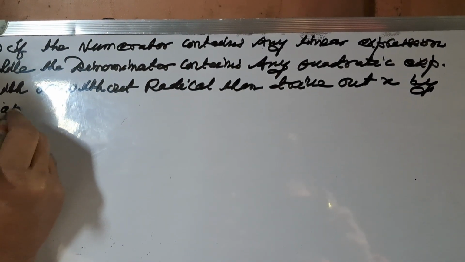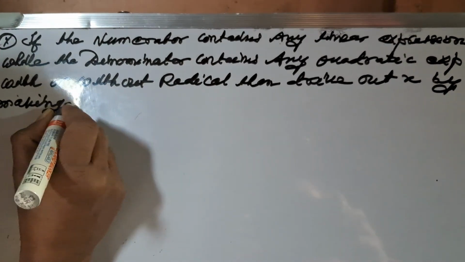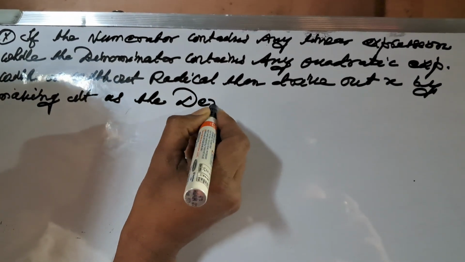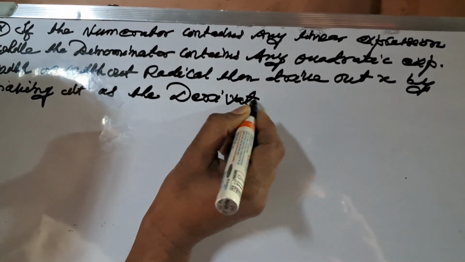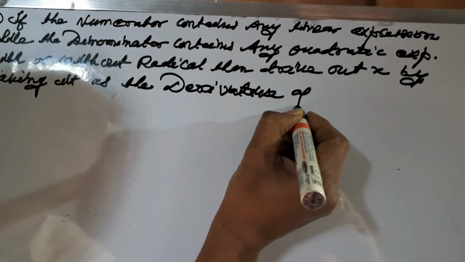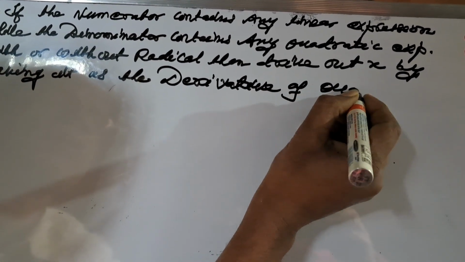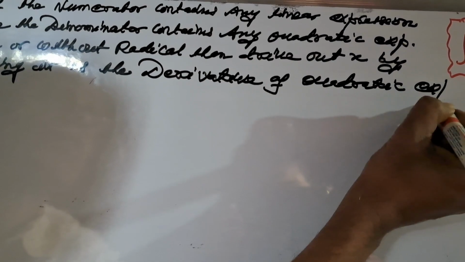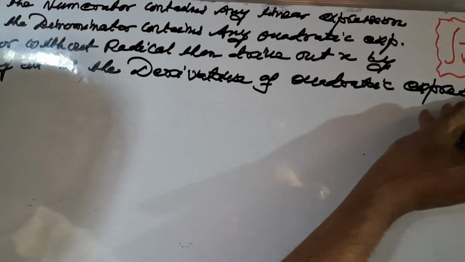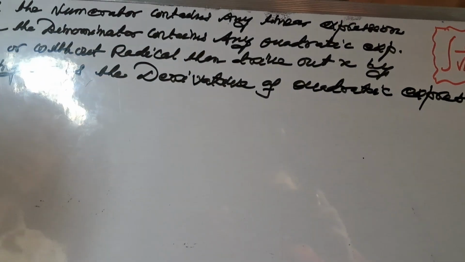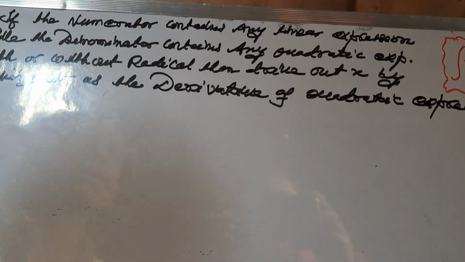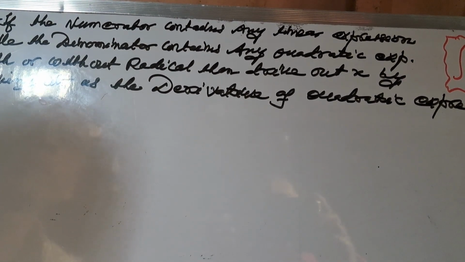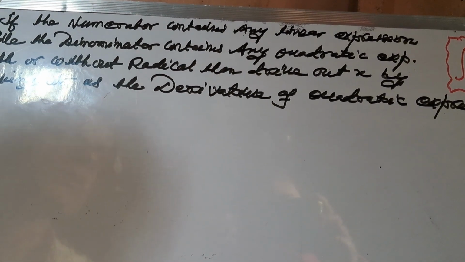making it as the derivative of quadratic expression. If the numerator contains any linear expression while the denominator contains any quadratic expression with or without radical, then drive out x by making it as the derivative of quadratic expression.